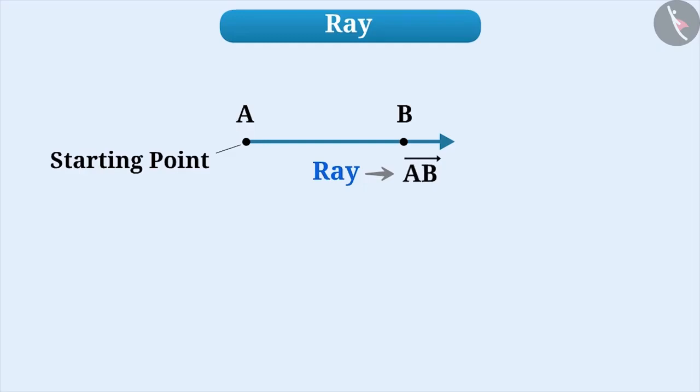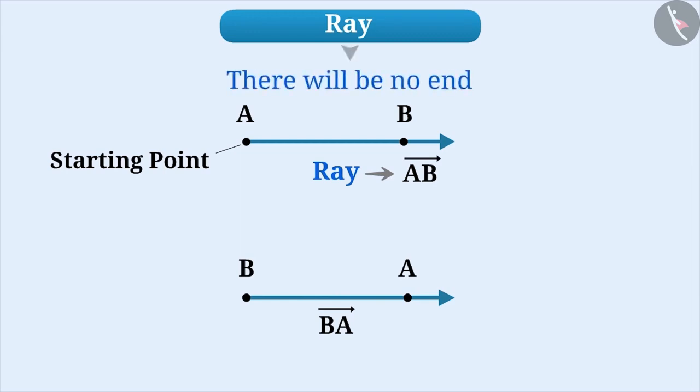In this way, we can identify the starting point of the ray by looking at its first letter. For example, if there is a ray named BA, the first letter B shows that the starting point of ray BA is B. Therefore, the ray starts from point B and goes to infinity through A. At the same time, it is important to know that there is no end to the ray, so the length of the ray cannot be known.